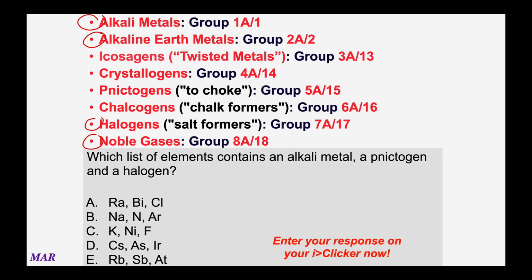So, which list of elements contains an alkali metal, a pnictogen, and a halogen? Alkali metal, group 1A, pnictogen, group 5A, halogen, group 7A. And I'll let you explore this one on your own, but if you look at that list long enough, it's answer E. Rubidium is an alkali metal, group 1A at the bottom. Antimony, we talked about earlier, is a group 5A pnictogen, and astatine is a radioactive halogen.